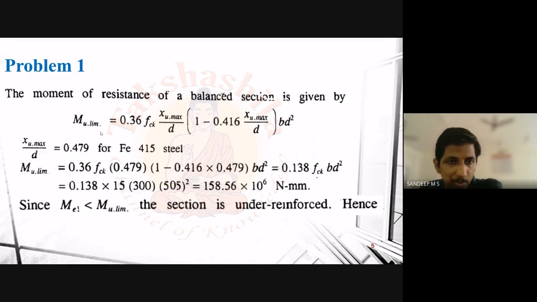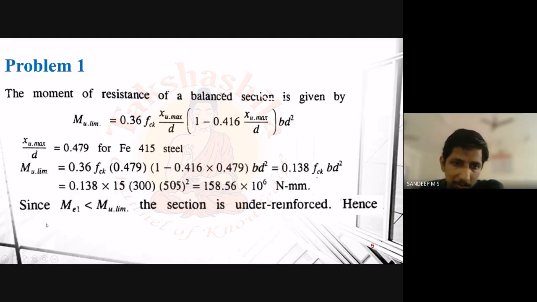Now as per our normal design, we will use the equation corresponding to a balanced section. Therefore the moment of resistance of a balanced section is given by MU limit is equal to 0.36 FCK XU max by D into this equation. You already know that. And we are using FE 415, so the corresponding X limit by D value should be taken. You can take it as either 0.48 or the exact value. Now substitute it here and calculate the moment carrying capacity of a balanced section. That is the maximum permitted value for your section. In this case, MU limit is coming around 158.56 into 10 raised to 6.